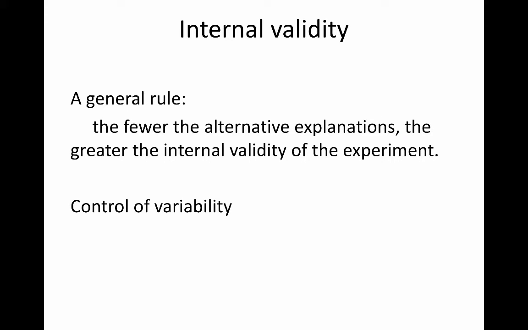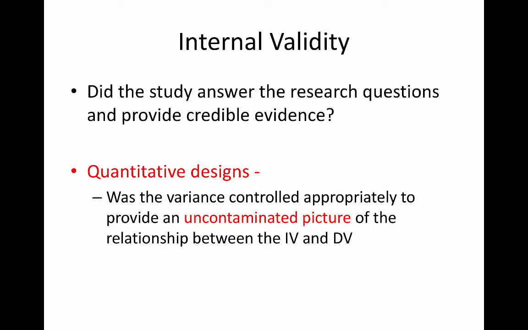A general rule: the fewer the alternative explanations, the greater the internal validity of the experiment. So we need to think about controlling for variability. The fewer the alternative explanations, the stronger the experiment, the greater the internal validity. Did the study answer the research questions and provide credible evidence?